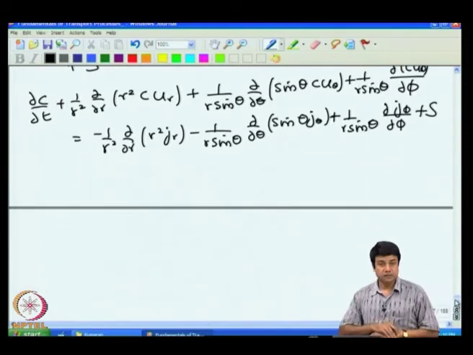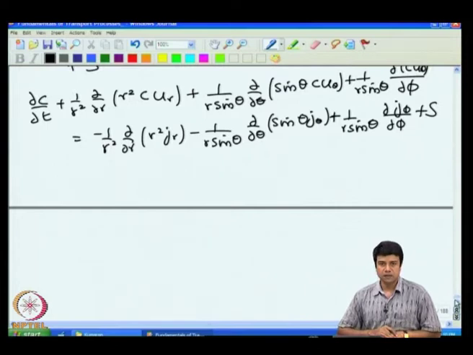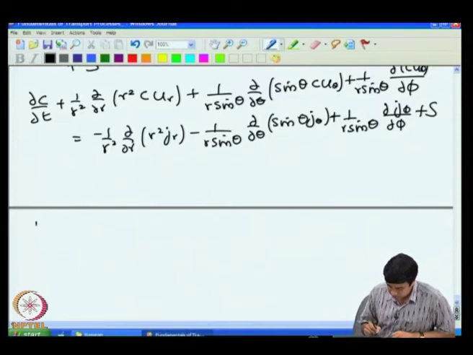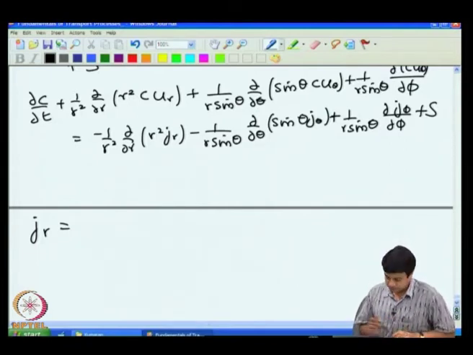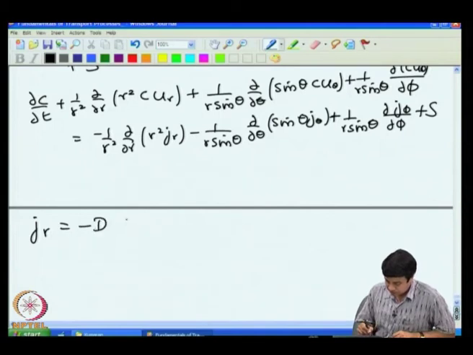And now of course, I have to express the flux in terms of the concentration gradient using Fick's law for diffusion. So, what is the flux? In the radial direction, J r is equal to, let us first write it in differential form, minus D times delta c by delta r.